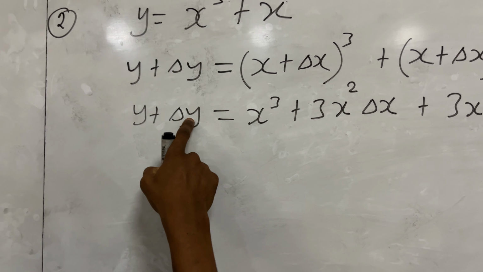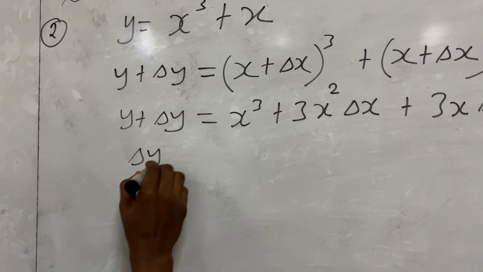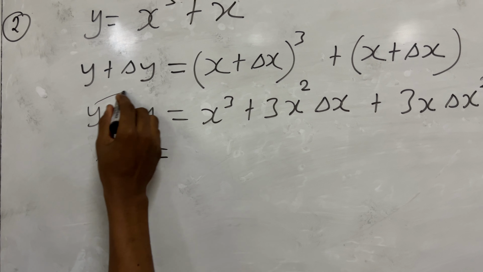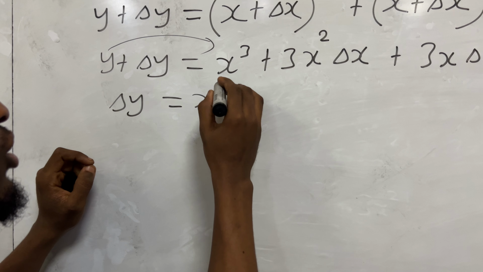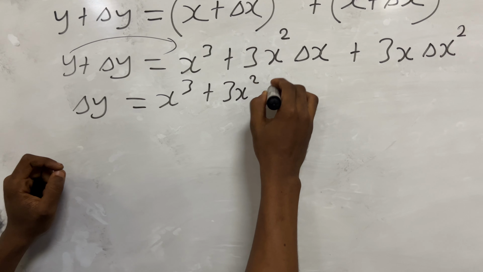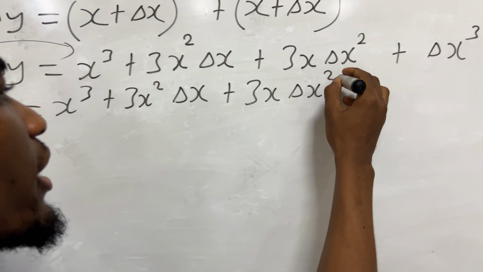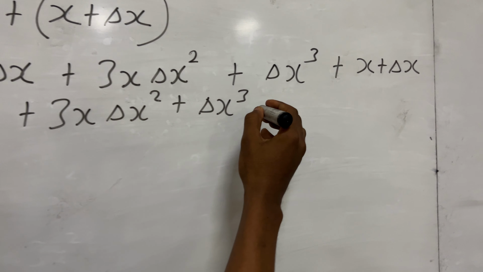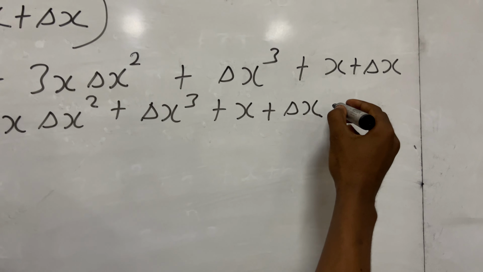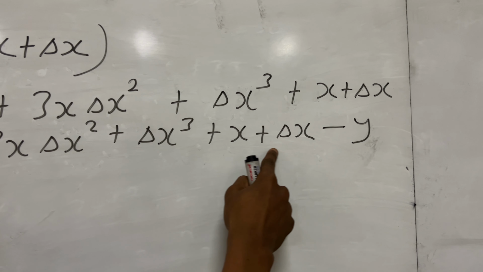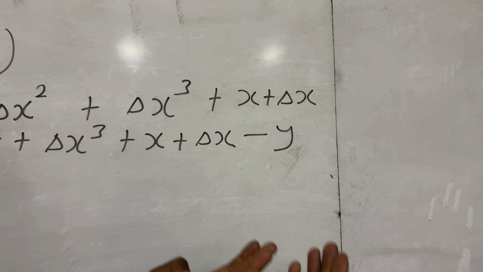So my delta y will stand alone. For delta y to stand alone, I must transpose y over here. So I have x to the power 3 plus 3x squared change in x plus 3x change in x squared plus the change in x cubed plus x plus change in x. Then I have my minus y. Please, you can see that we are working in terms of x, so I'll have to express this y in terms of x.